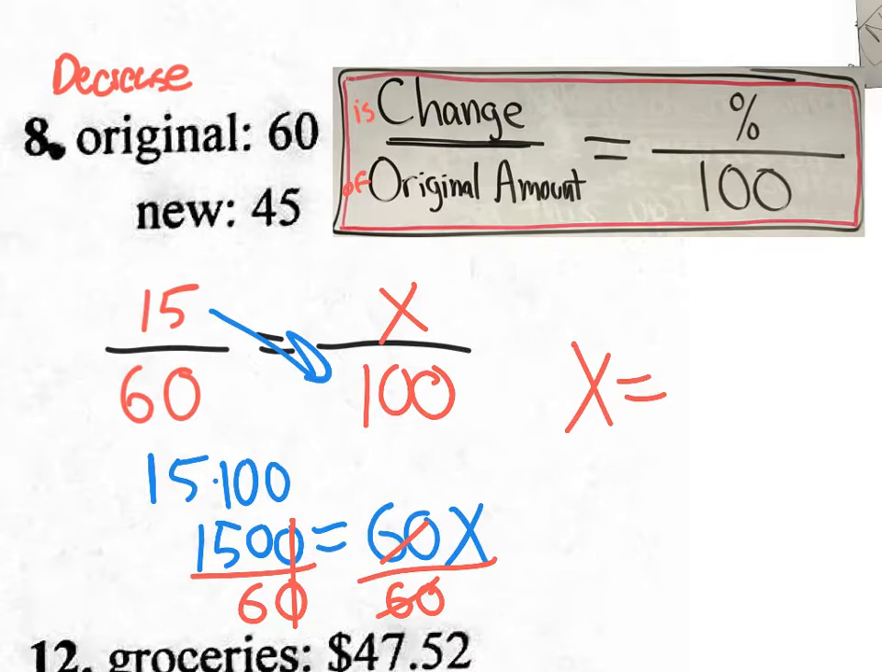60s cancel, zeros cancel. X equals 150 divided by 6. I'm doing this on the calculator. We get 25. So X equals 25. Now X is the percent. So we're talking about a decrease of 25%. That's our answer, a decrease of 25%.